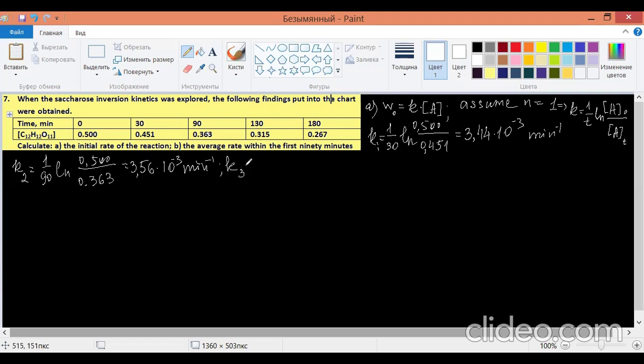Okay. Now K3 is 1 over 130 times the natural logarithm of 0.500 over 0.315. We got 3.55 times 10 raised to minus 3. Okay, and the last one, K sub 4.